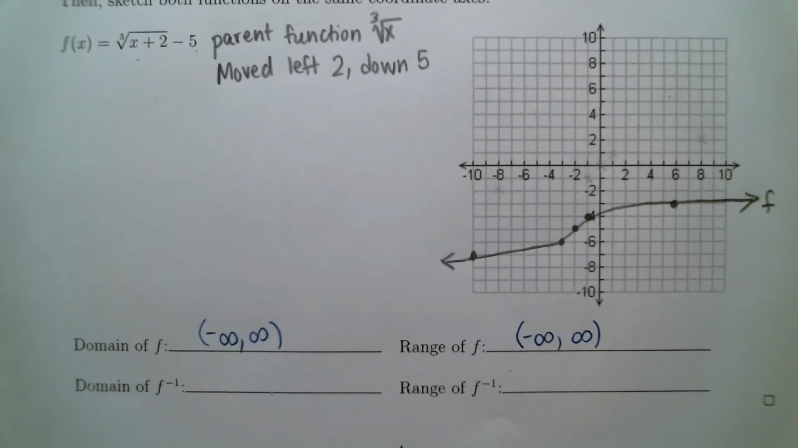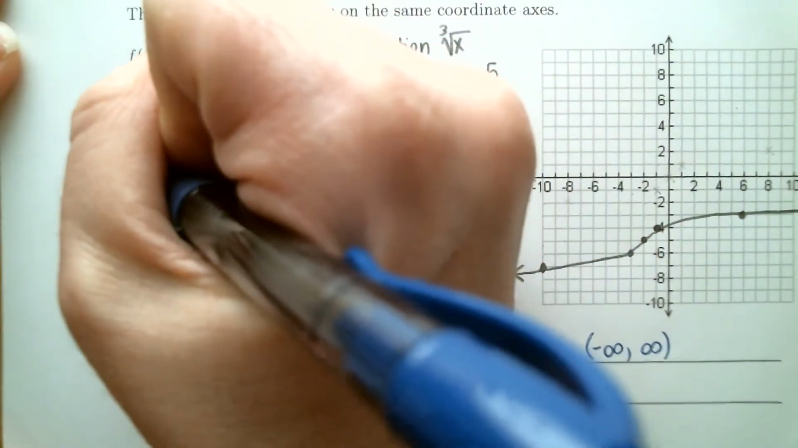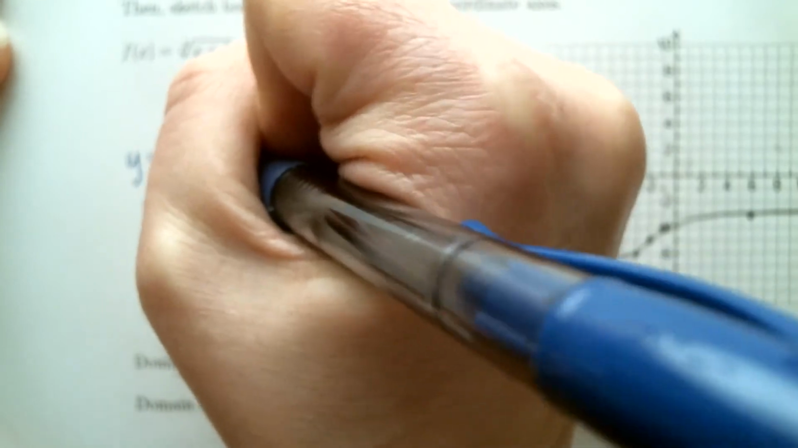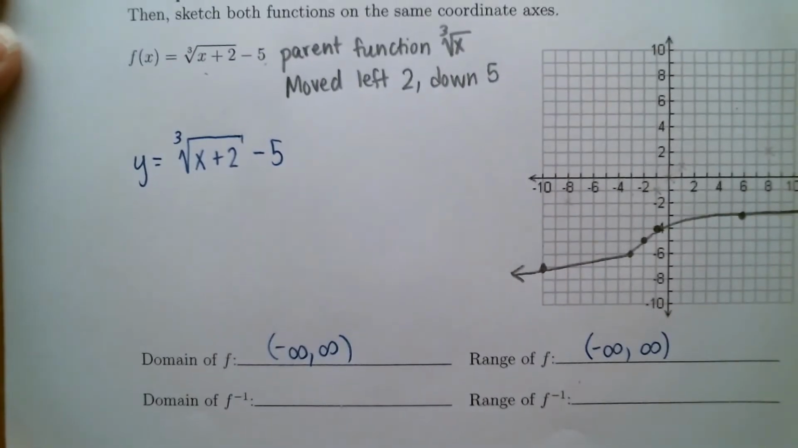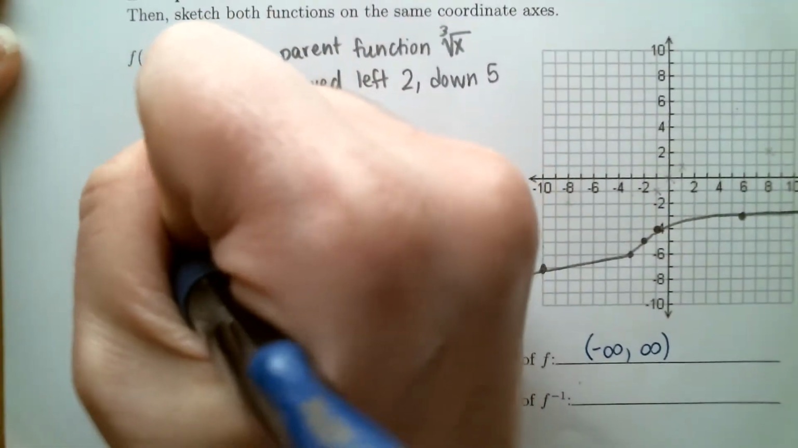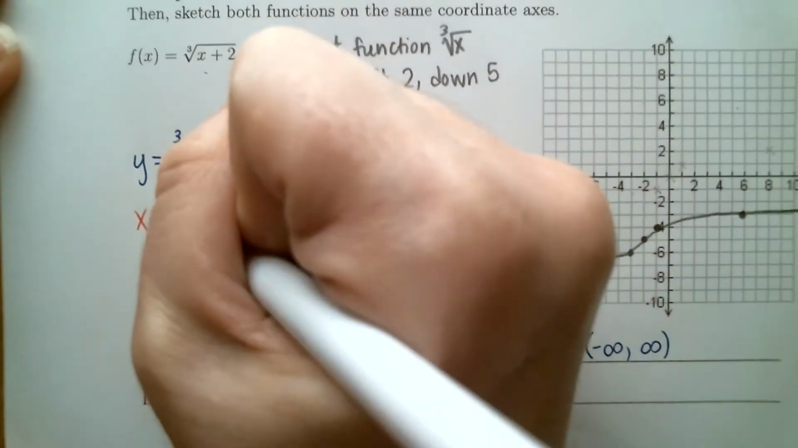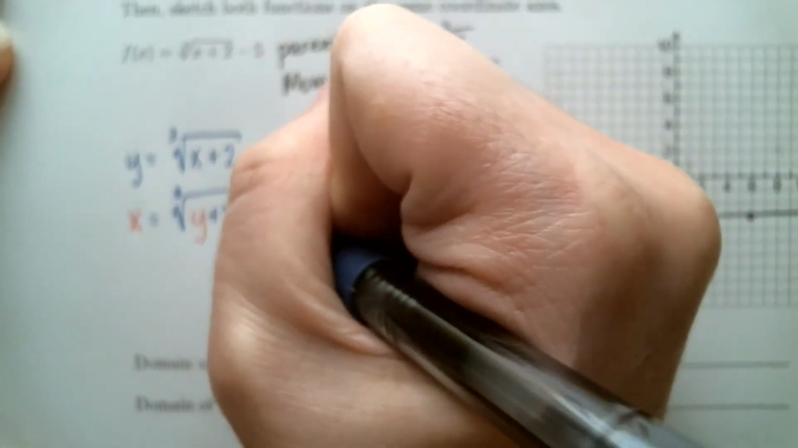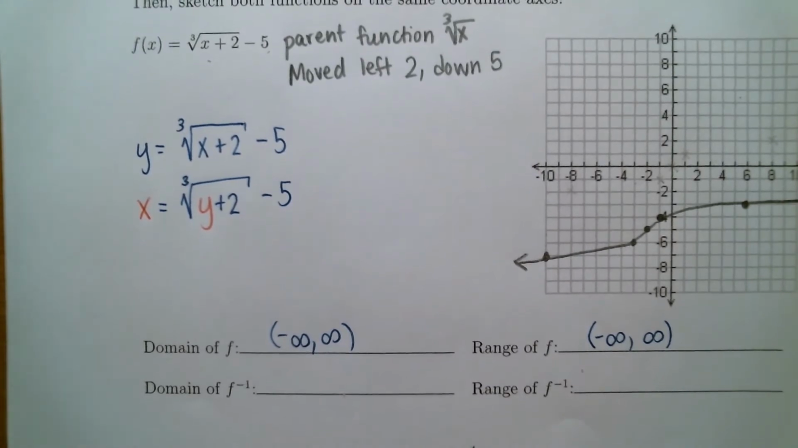Okay, all right, let's go and get the inverse function. Okay, so let's go ahead and change f of x to y. And then in the next step, we will switch x and y. Okay, so I'm going to get x equals the cubed root of y plus 2, minus 5. Okay, so now we want to isolate the y.